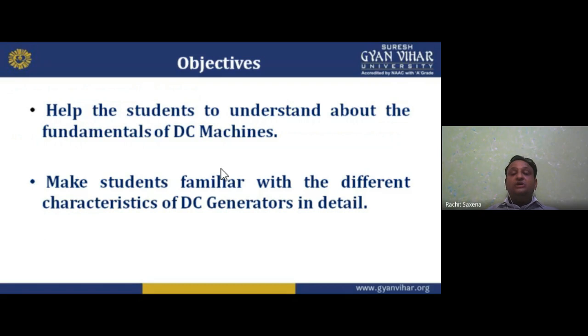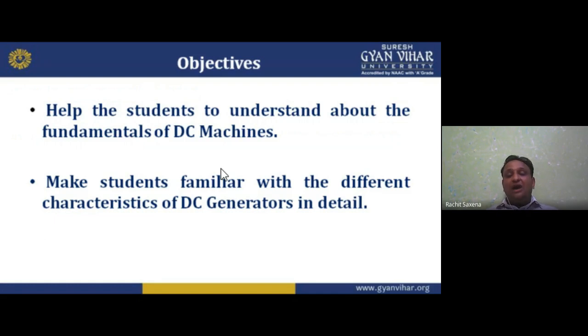I want the students to understand the fundamentals of DC machines. That is why I am delivering this lecture to you, my dear students, for understanding the fundamentals of DC machines again. Because if I do not understand the fundamentals of DC machines, I cannot go further.